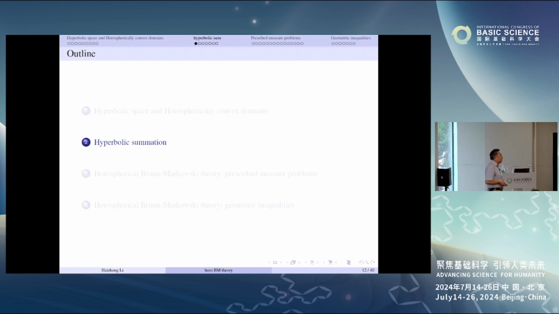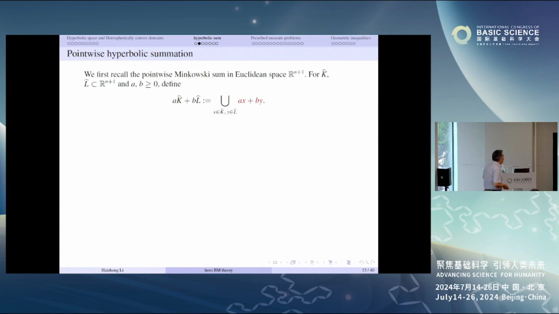For hyperbolic space, people studied convex geometry because of this concept. Convex geometry mainly studies Euclidean space, and uses the results for hyperbolic space. Now I will introduce our main discovery, which we call the hyperbolic summation. Before that, I will recall the Minkowski case for the Euclidean case.